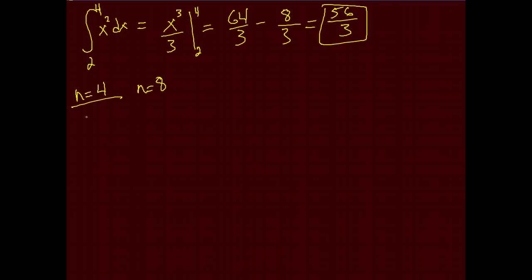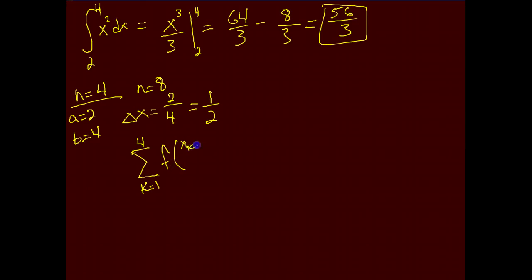Well, if n is equal to 4, we know that a is equal to 2, b is equal to 4, so that means delta x is equal to 2 over 4, or in other words, it's 1/2. Okay, so delta x is 1/2, and so what we want is to find the sum from k equal to 1 to n, in this case 4, of f of (x_{k-1} + x_k)/2, and we want to multiply by delta x.